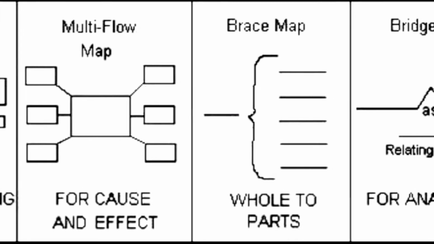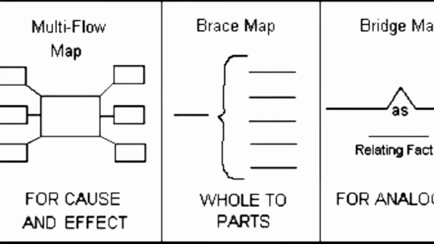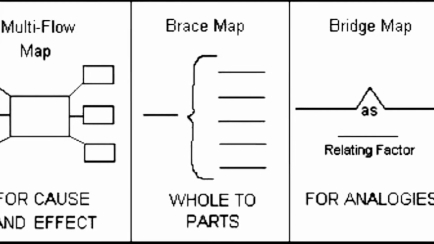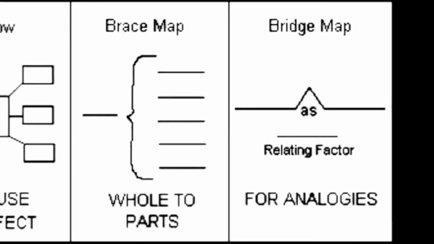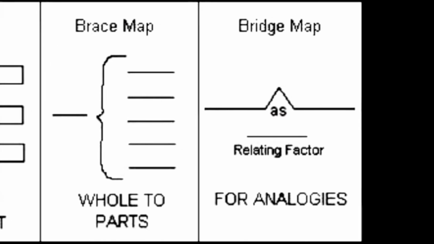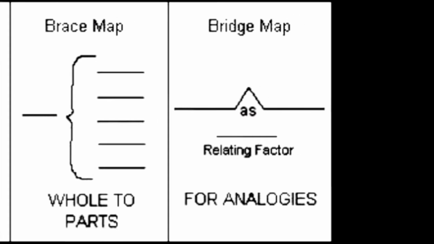This is the brace map. It's used for part-whole relationships. What are the component parts and subparts of this whole physical object? Then we see the bridge map. It's used for seeing analogies. What is the analogy being used? What is the guiding metaphor?